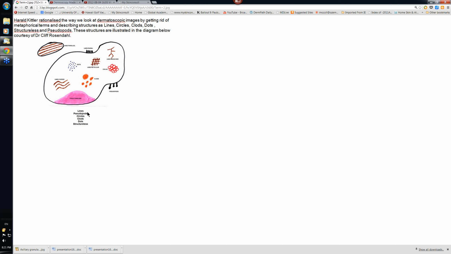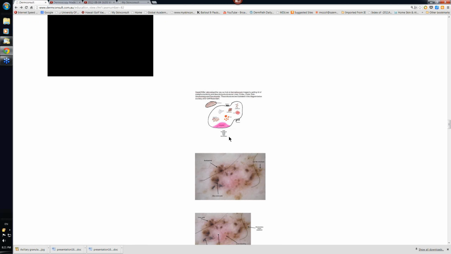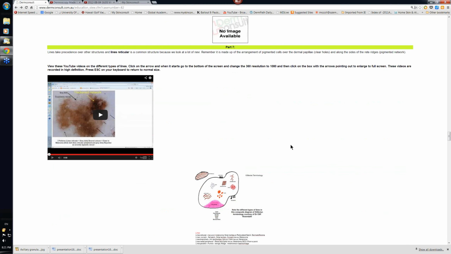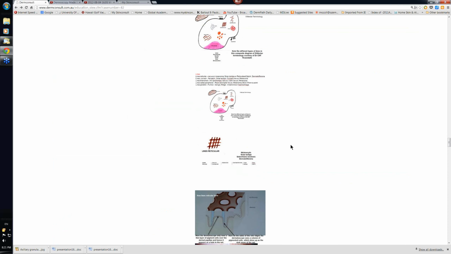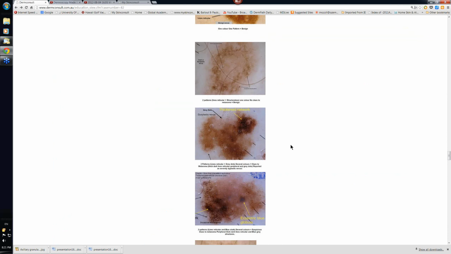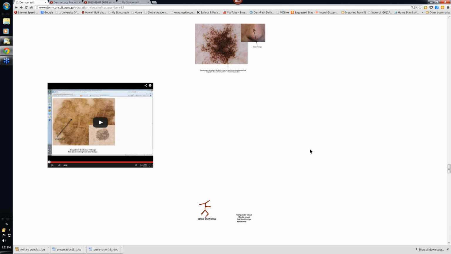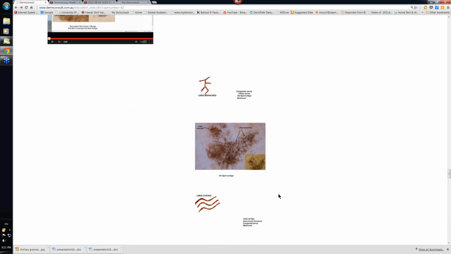So these are the things: lines, pseudopods, circles, clods, dots, and structureless. Have a good look through this video. It is important just to get a feel for this terminology. And these images go on and discuss it in more detail. There's a whole series here on the lines reticular. There's a series on lines branched, which are particularly seen in some of these diagnoses.